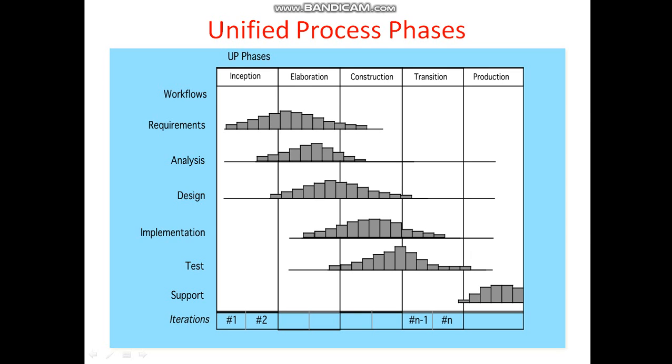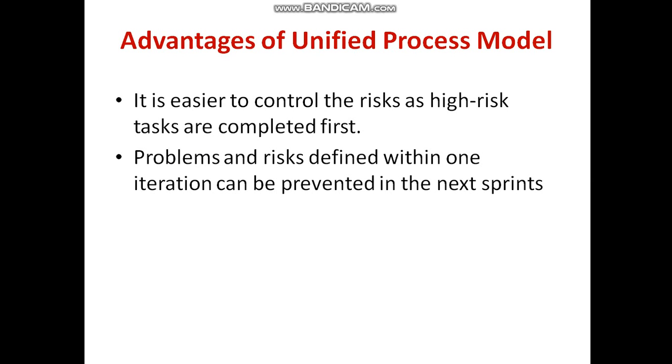Finally the support system is required after the product is deployed and production is continuously in process. So this is a very vast and repetitive process, but it ensures quality and supports the latest development. The advantages: it is easier to control the risk as high-risk tasks are completed first, because the priorities are decided. Problems and risks identified within one iteration can be prevented in the next sprint.